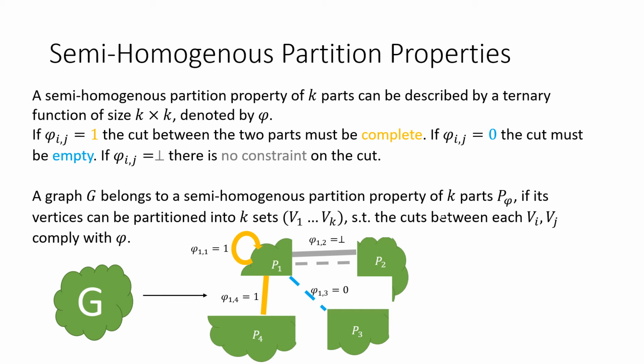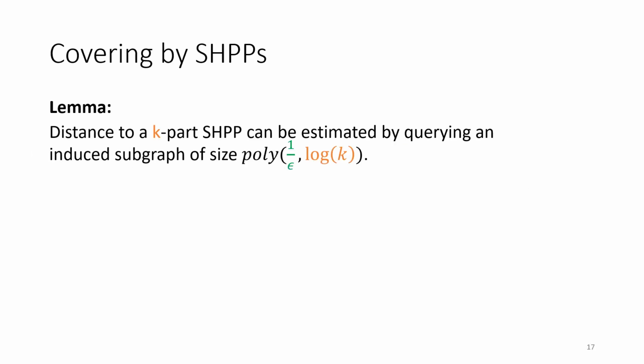Okay, so if there exists a mapping of the vertices of G to k parts, so that the cuts between the parts follow the semi-homogeneous function, then G belongs to the semi-homogeneous partition property. Distance to a k-part SHPP can be estimated by querying an induced subgraph of size polynomial in 1 over epsilon and log k.